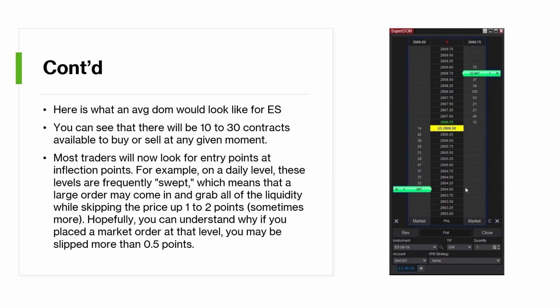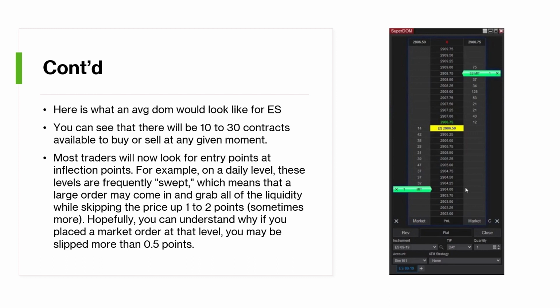Most traders will look for entry points at inflection points, for example on a daily level, and these daily levels are frequently swept. This means someone will have a large order and will come in and grab all the liquidity while skipping the price up 1 to 2 points, sometimes more. I've seen 5 to 6 points and it hasn't even been like a news event.